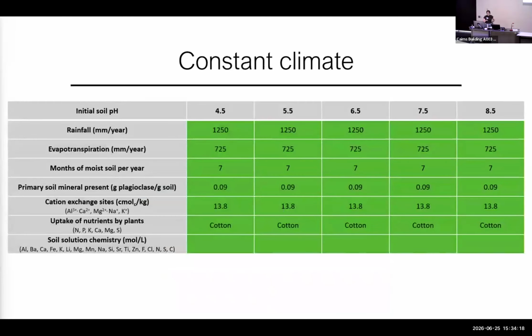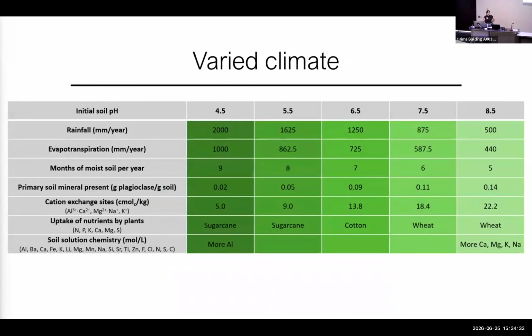And by that, I mean in our constant climate, we've varied the pH, but we've kept our climate parameters at a moderate level, and all of our soil chemistry is the same except for pH. Where in our varied climate, we've changed our rainfall and evapotranspiration and our other soil chemical properties so that they match a more realistic field scenario. So high rainfall in low pH scenarios and low rainfall in high pH scenarios.